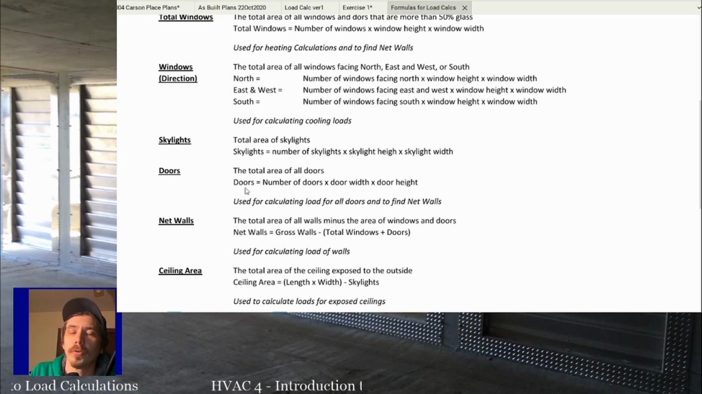Total area of all our doors. So for any door that's less than 50% glass, we'll need to know the area of all those. So that's doors equals number of doors times door width times door height. Used for calculating load for all doors and to find net walls.